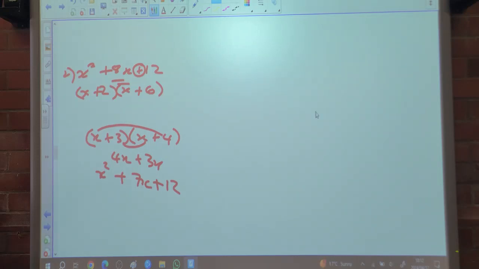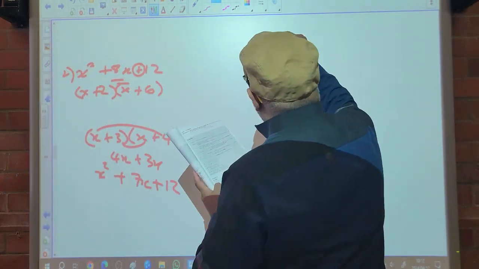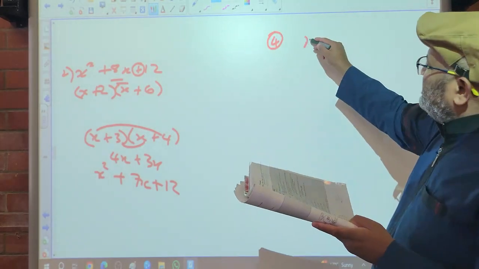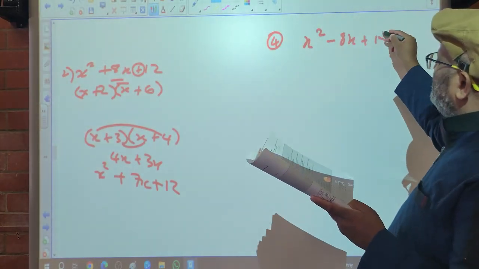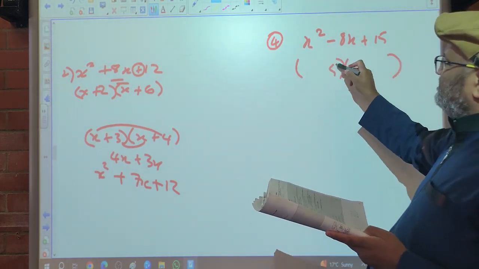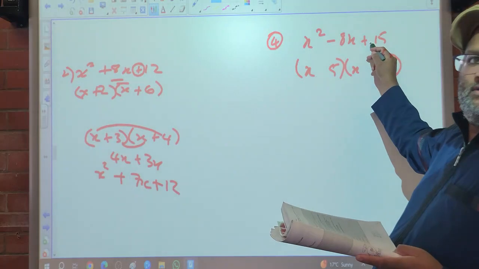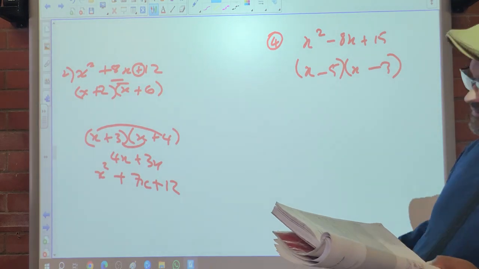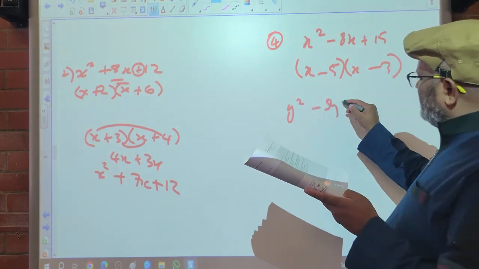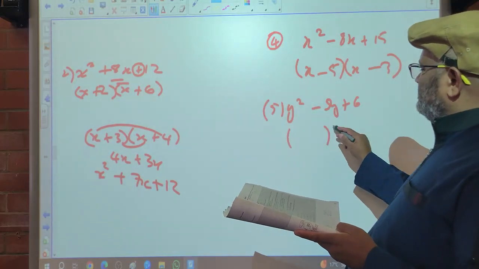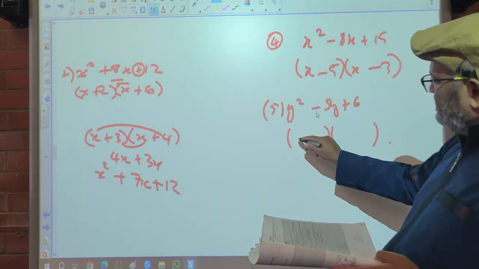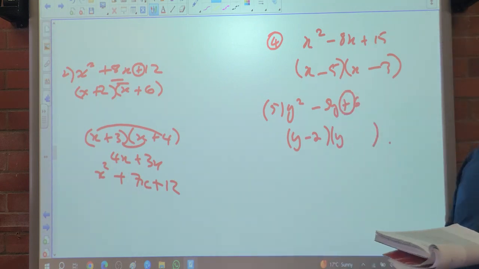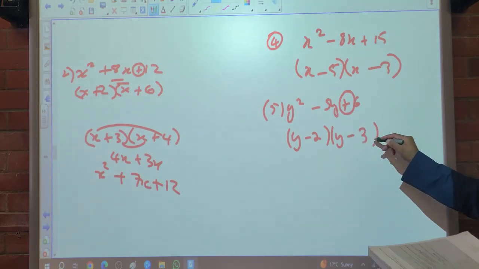Number 4, what was your answer? x minus 3 and x plus 5. But remember, in x squared minus 8x plus 15, the signs must be the same. So in this case, both must be minus. Number 5, you got y squared minus 5y plus 6. What did you get for an answer here? y minus 2, y plus 3. But the last term is positive, so it should be y minus 3, both negative.